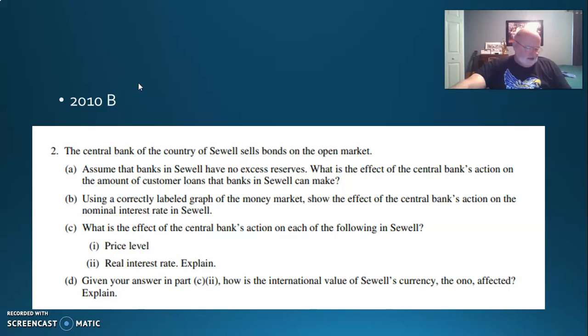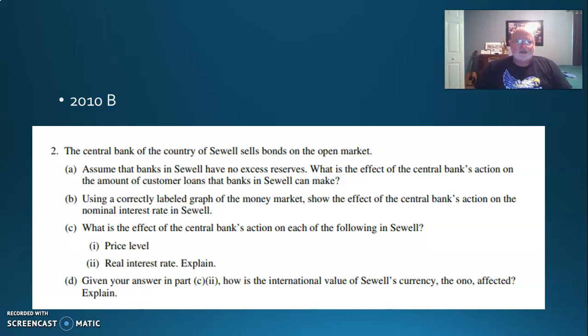All right, 2010 Form B. Only 2 more of these, and we're only going to do the first part of it. The central bank of the country of Sewell sells bonds on the open market. Here we go again, but this time instead of buying, they're selling. Assume that the banks in Sewell have no excess reserves. In other words, they loan everything out.